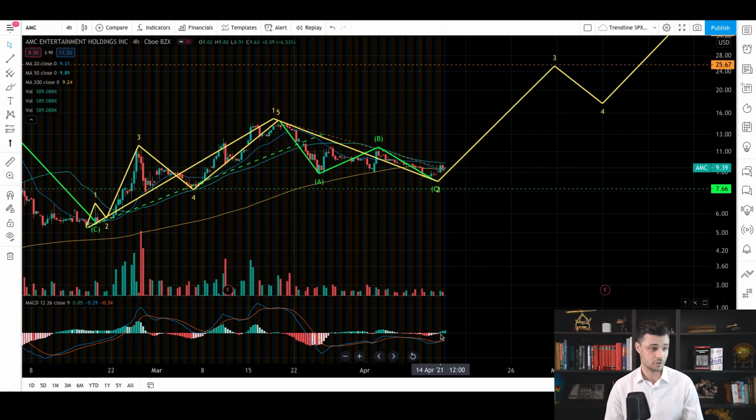First, my MACD turned green. The MACD is a very early signal. It's not because it's turning green that the price action will revert, but it's just telling you guys that it might actually revert very soon.